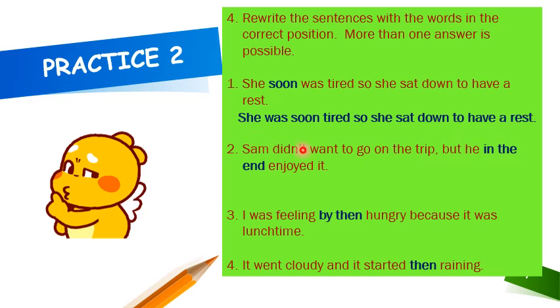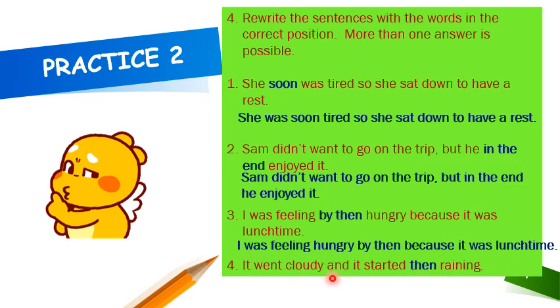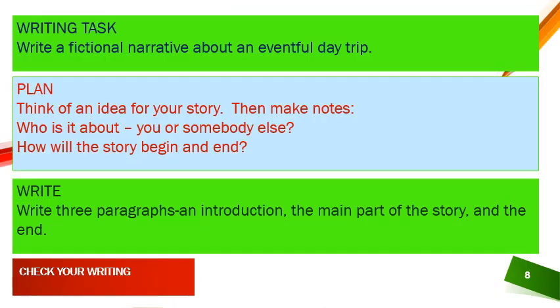Okay, number 2. Sam didn't want to go on a trip, but he in the end enjoyed it. Sam didn't want to go on the trip, but in the end he enjoyed it. I was feeling by then hungry because it was lunchtime. I was feeling hungry by then because it was lunchtime. It went cloudy and it started then raining. It went cloudy and then it started raining. Okay, so these are the possible answers for this exercise.